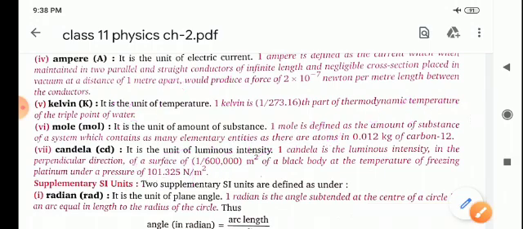Sixth point: mole. A mole of a substance or of particles, which may be atoms, molecules, ions or electrons, is defined as exactly 6.023 into 10 power 23 particles, which may be atoms, molecules, ions or elements.